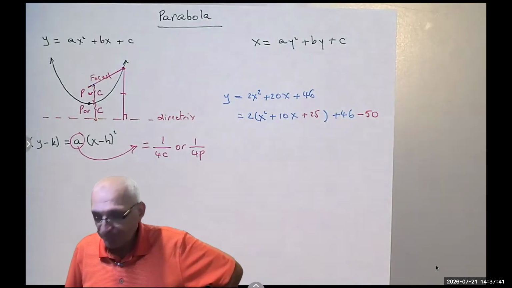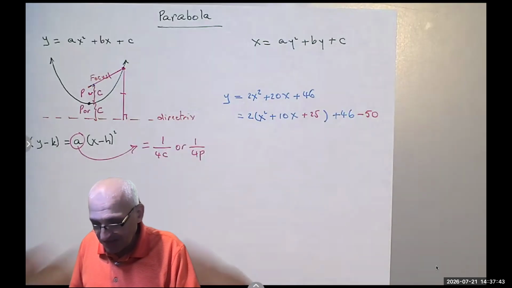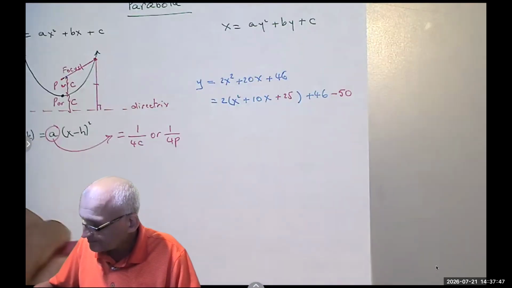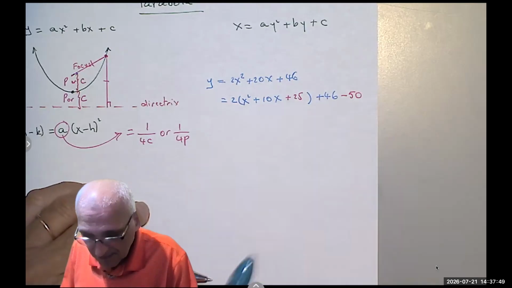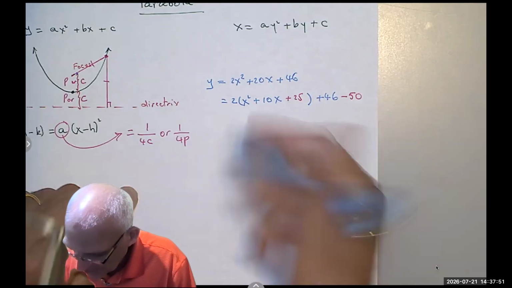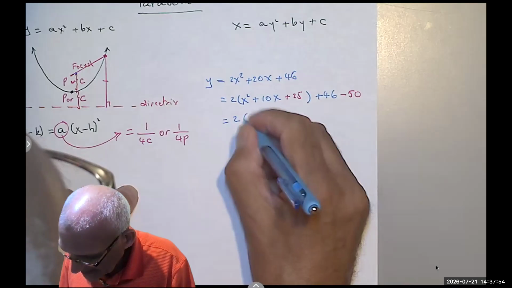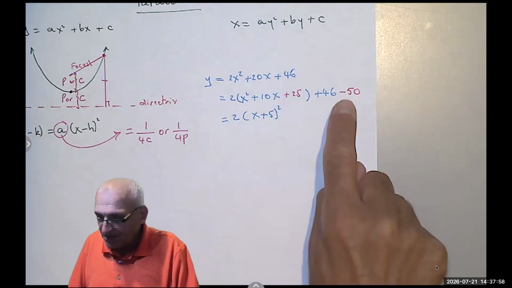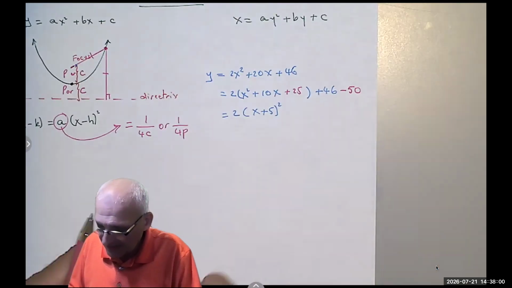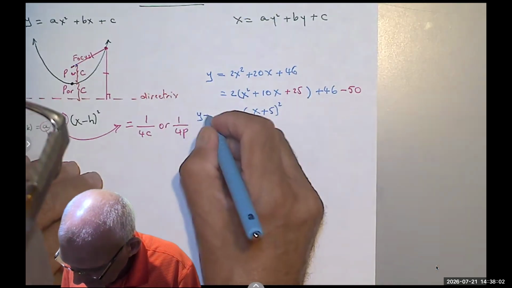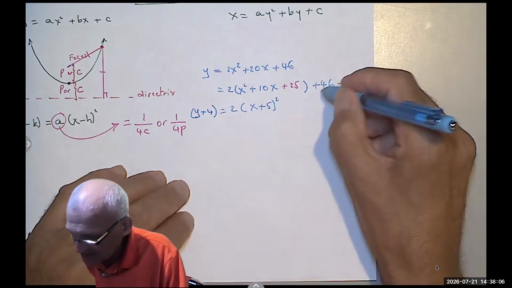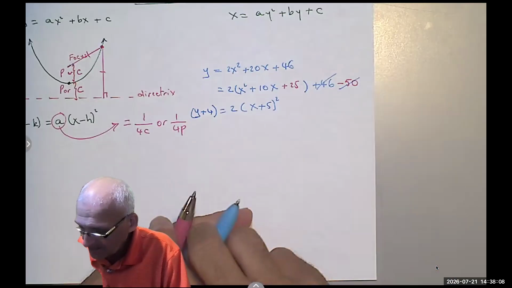Okay? On the right-hand side, I just need to have something that looks like that. So I get y equals 2 times x plus 5 squared minus 4. So I'm going to add 4 to both sides, and I get y plus 4. So here I have 3 things. I know 3 things.